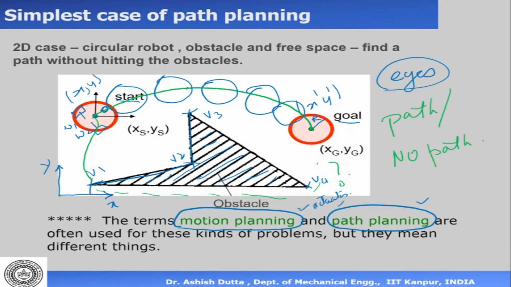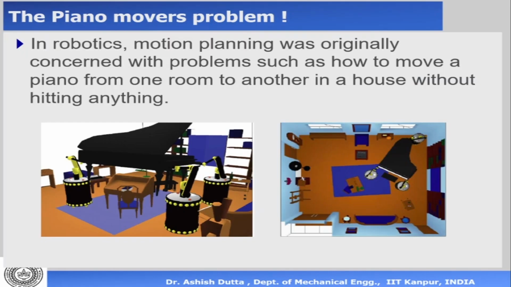Okay. So this gives us the simplest case of path planning, and it also explains the concept of motion planning. Now, historically, the study of motion planning started off with the piano movers problem. So this black one here is a piano. You're all familiar with what a piano looks like. So that's a piano.